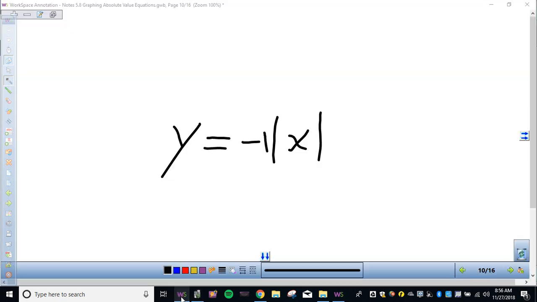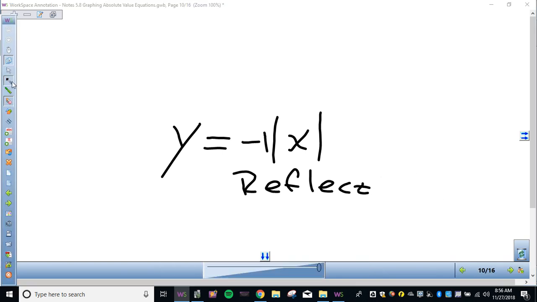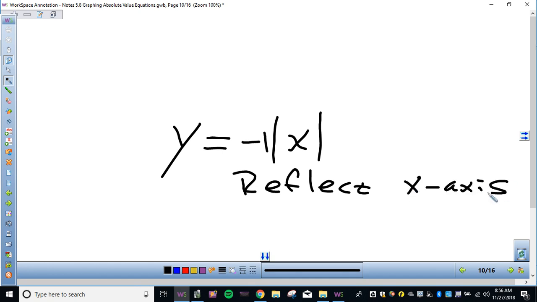So what you guys got to write for this one in your notes, this is important, this word especially, reflection. You can put a mirror on the x-axis and you'd be able to see the reflection of that absolute value function. So reflection, and all you honestly have to say is reflect x-axis. If you say flip, I'll take a half point off. You got to use the word reflection. Okay, so reflect x-axis.